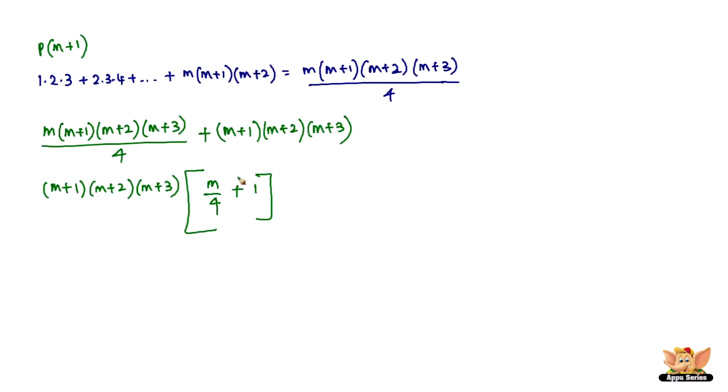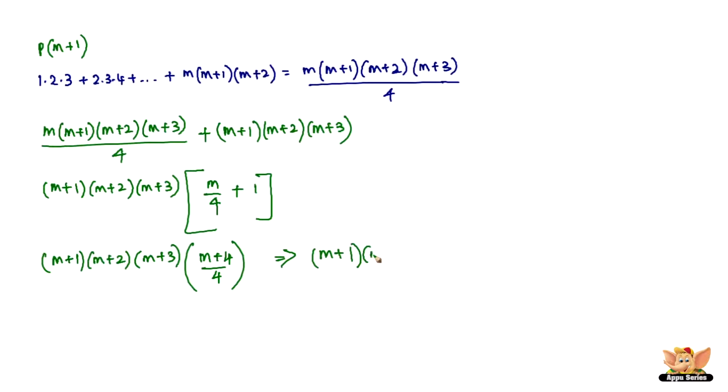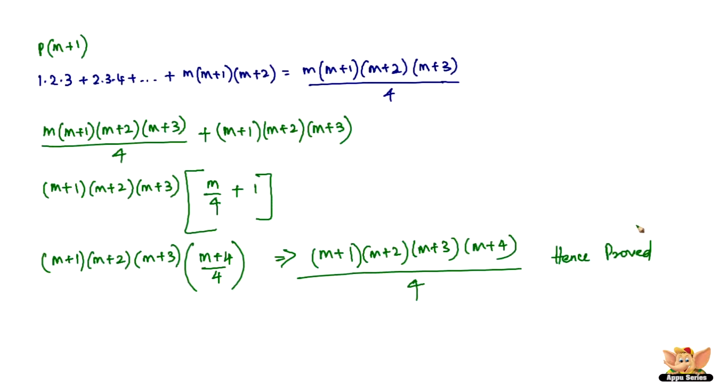So here it is. So now continuing here, we have m plus 1 times m plus 2 times m plus 3 times, this will be m plus 4 divided by 4, right? Which is equal to m plus 1 times m plus 2 times m plus 3 times m plus 4, the whole divided by 4, because it's just simple multiplication. So hence proved, because this is what we needed.